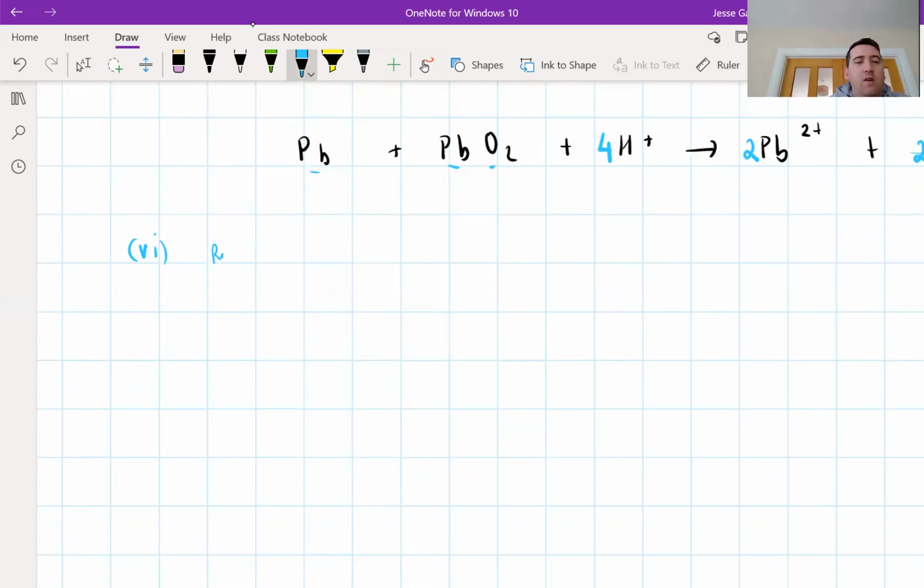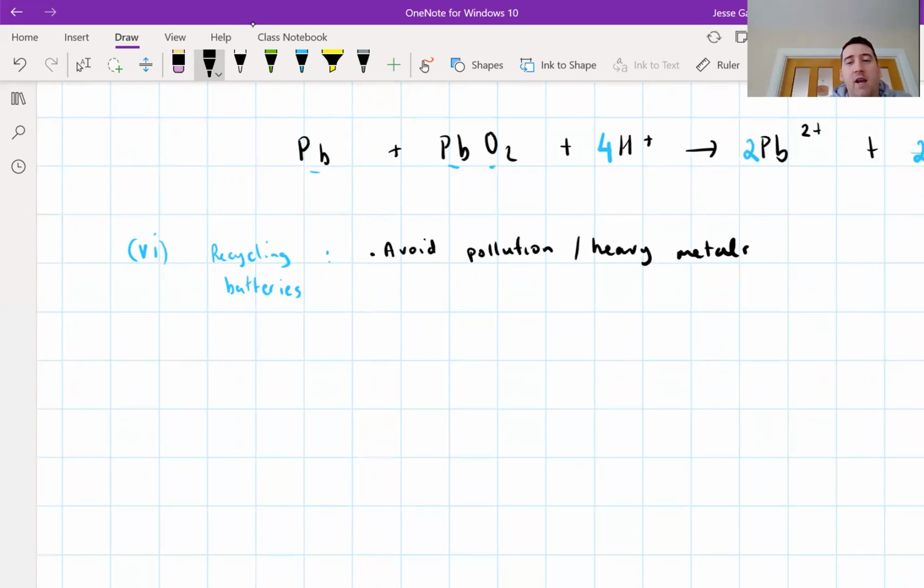Okay, so what we're talking about is recycling batteries. Why is this a desirable thing? I'm going to give you a couple of reasons, because there's lots of different possible answers here. If you said something like to avoid pollution, or not to pollute, something like that. So avoid pollution in general, because you don't want to just throw anything away. Anything you can reuse, you should try and do that to avoid pollution, especially pollution by heavy metals. We don't want heavy metals in waterways. We don't want them in soil.